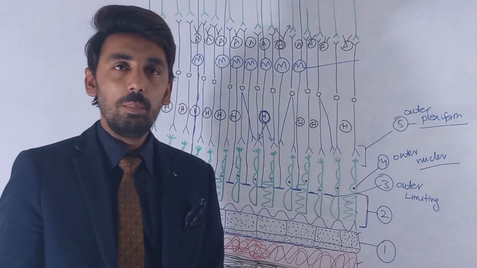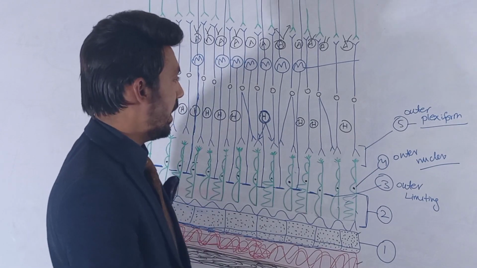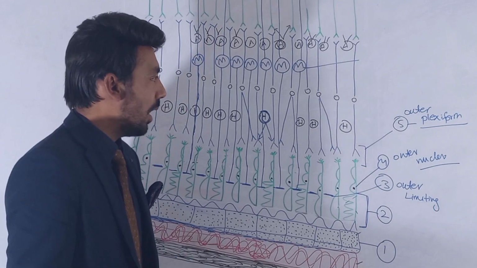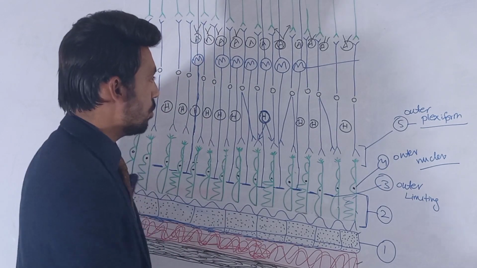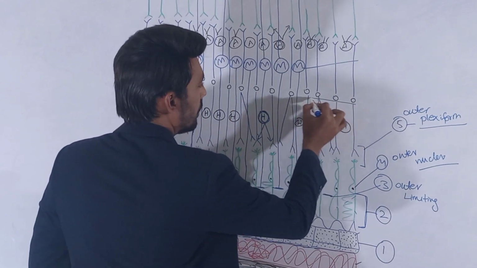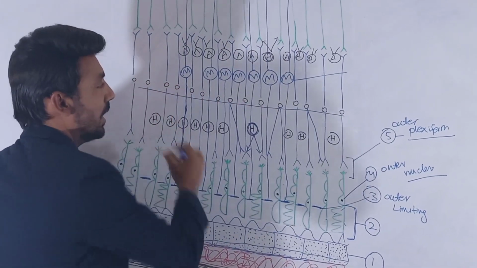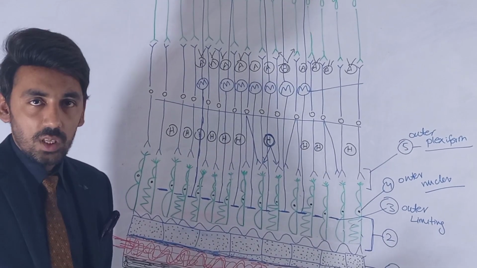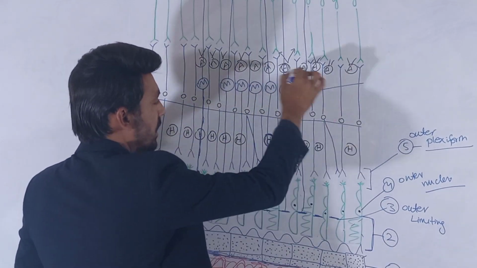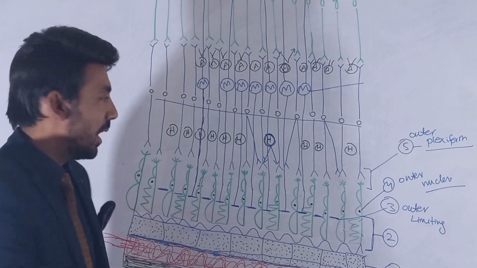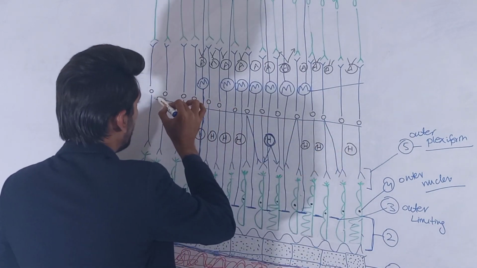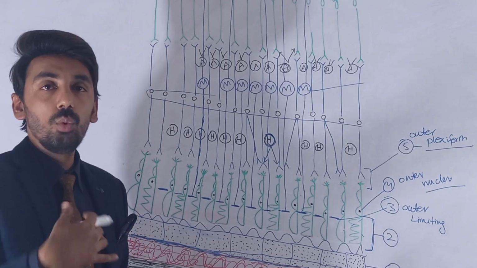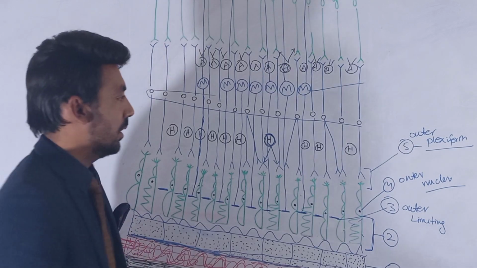This is called the outer plexiform layer. So when we move forward, as you can see, the inner portion of the nuclei, these black dots are actually the nuclei of the bipolar cells. This blue portion is for the bipolar cells, and these black dots are the nuclei of the bipolar cells, and they will make a new layer of the nuclei.